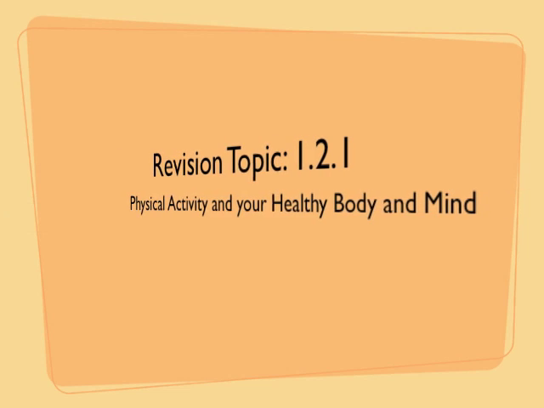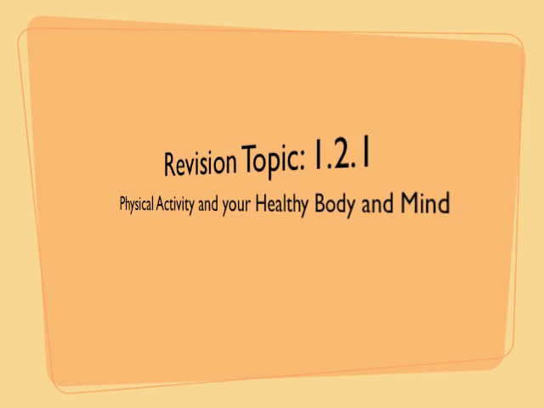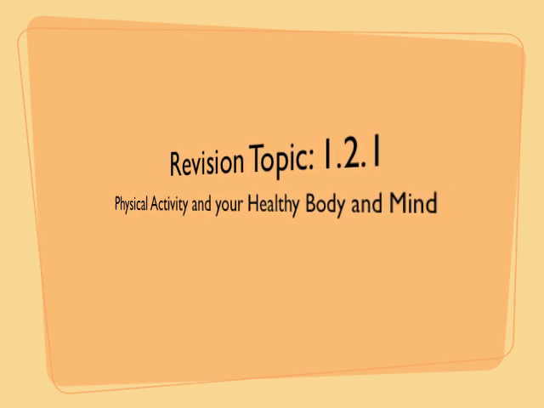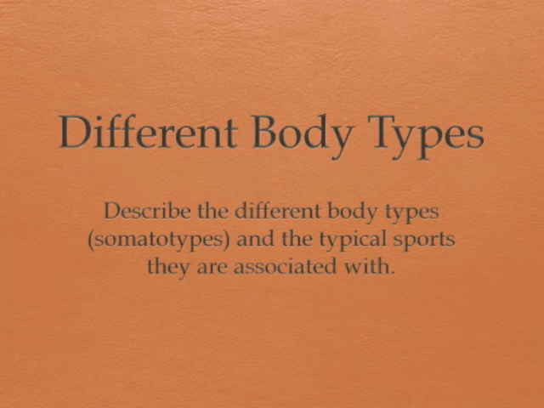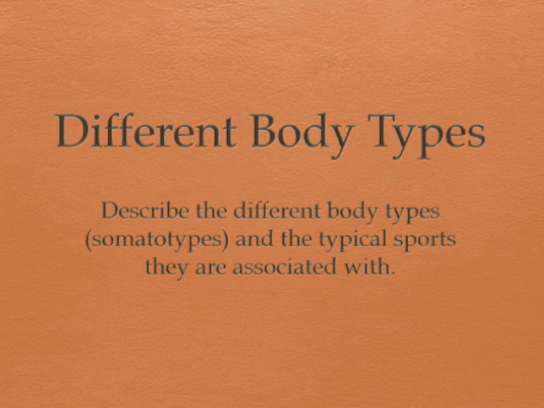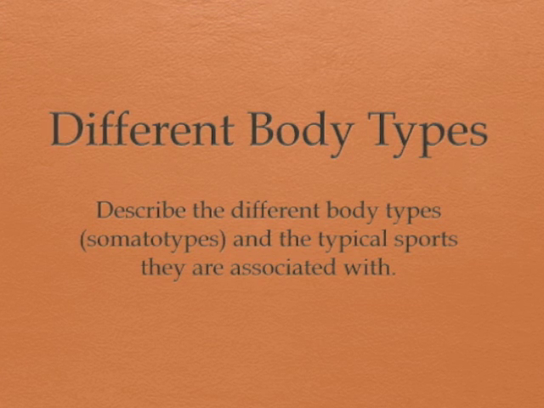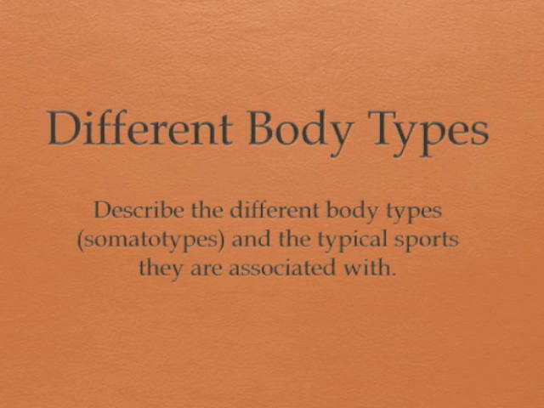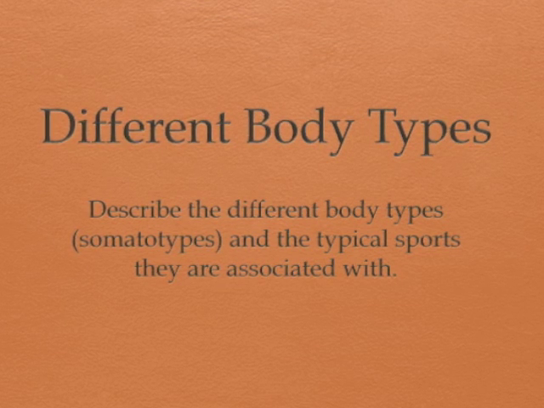The information within this podcast will cover the revision topic 1.2.1 related to physical activity and your healthy body and mind. Within this podcast, we will be focusing on the different body types evident in sport. By the end of this revision, you should be able to describe the different body types, otherwise known as somatotypes, and the typical sports they are associated with.